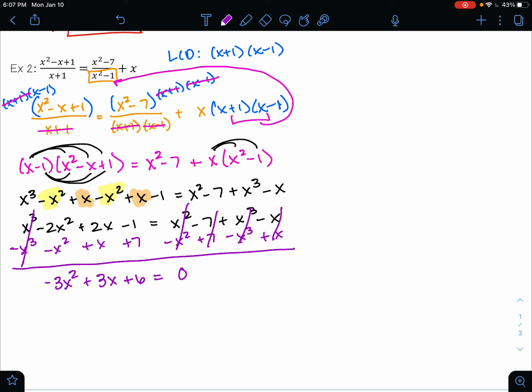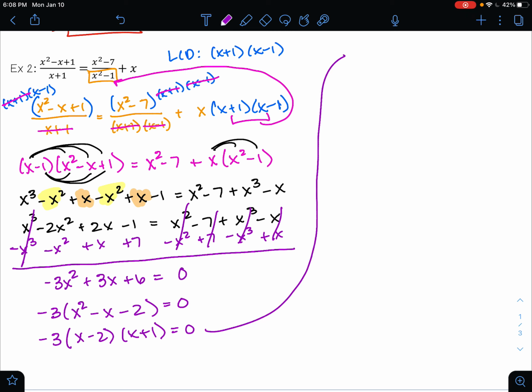Well, let's see if I can factor this. This looks like it has a GCF of negative 3. So I'll have x squared minus x minus 2. If I go ahead and factor this completely, I'm going to have x minus 2 times x plus 1. And then from here, I can use the principle of zero products to solve. Let me move my work over here. So I'm going to have negative 3 equals 0, x minus 2 equals 0, and x plus 1 equals 0.